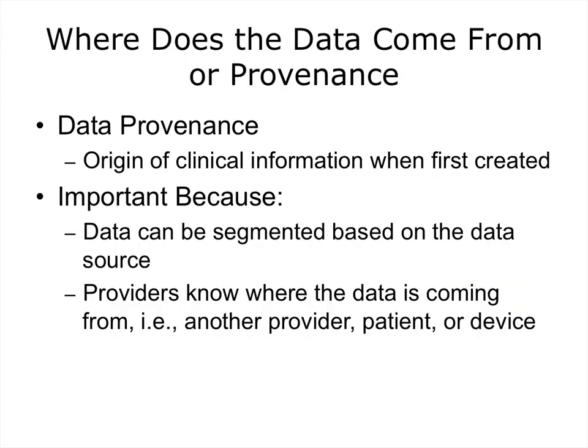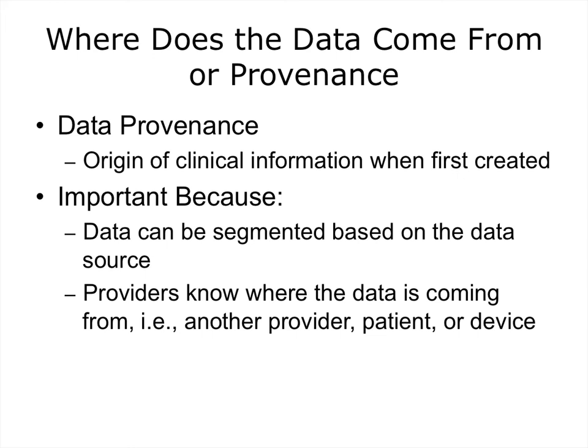Where does the data come from? The provenance of the data is the origin of clinical information, or when it was first created. The origin can be a variety of places. It could be in the clinician's office, it could be in a lab, it could be from a wearable technology, or from the patient's home. It could be their own glucose monitoring, their own blood pressure monitoring.